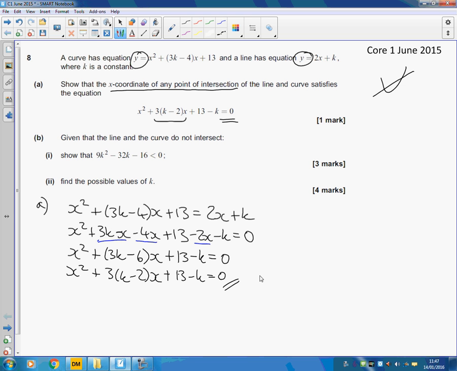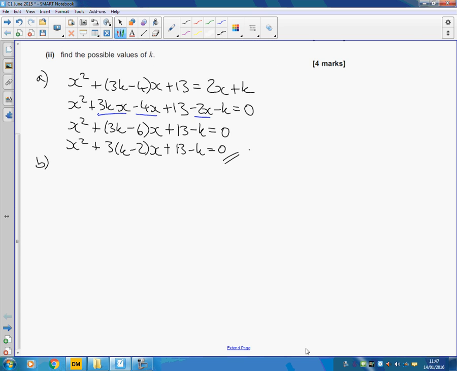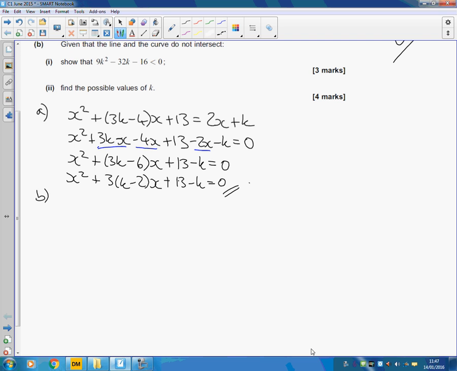Now they've given us some information, and they said actually the curve and the line do not intersect. Now if they don't intersect, that means I'm not going to be able to solve this equation that I found in part A. And it's a quadratic equation because it's got an x squared. If you can't solve quadratics, just like question 7, it means the discriminant is less than 0. So that means that b squared minus 4ac must be less than 0.